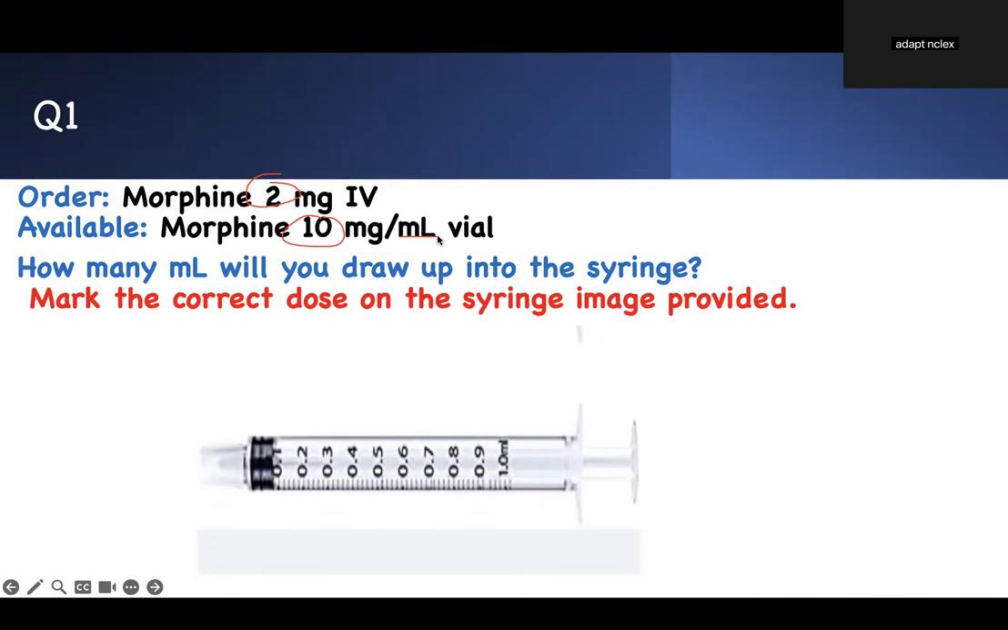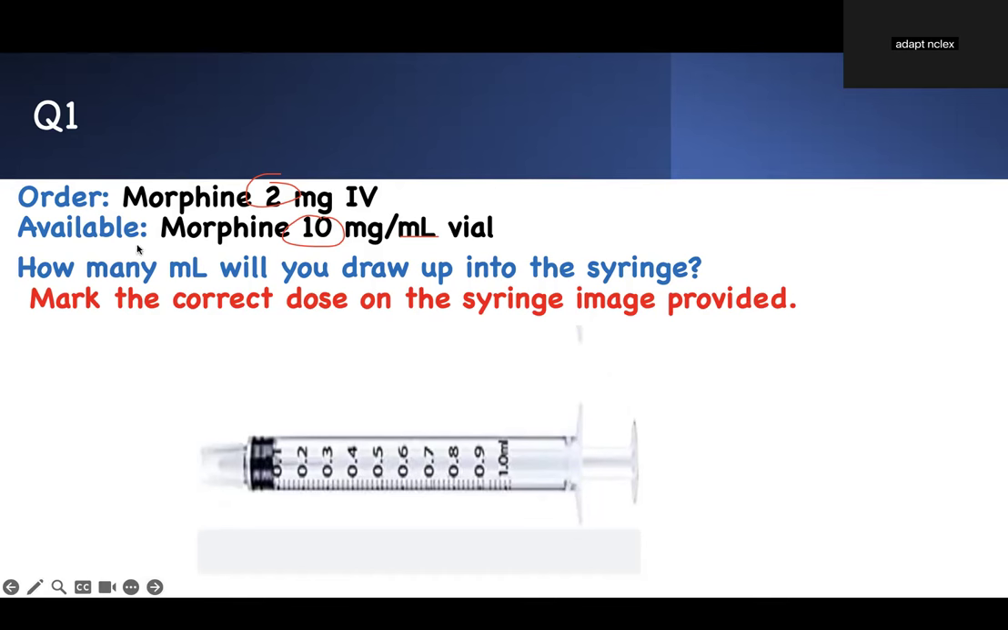How many ml will you draw? The morphine available is 10 milligram per ml in a vial. So if you have to give 2 milligram to a patient, how much would you draw? Calculate it. I just want you to indicate it on the diagram. Whatever calculation you're comfortable with, just use it.